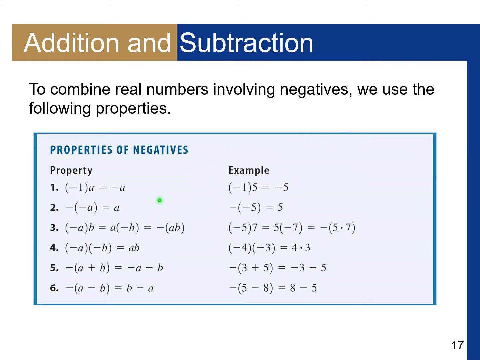Here are properties of negatives. If we take -1 times a real number, it will be the opposite. A negative of a negative is a positive. These are the same because they all have one negative value and we're multiplying. Again, we have a negative and a negative that will give us a positive. We can distribute negatives, and if we distribute a negative to a subtraction, then we're really just reversing the numbers.